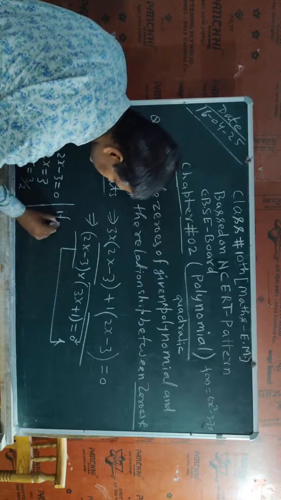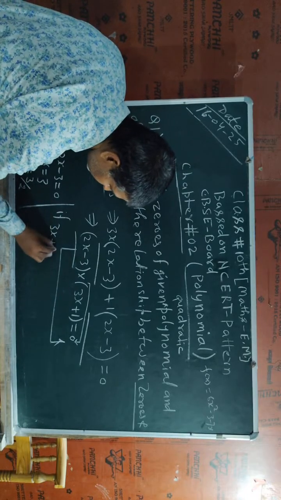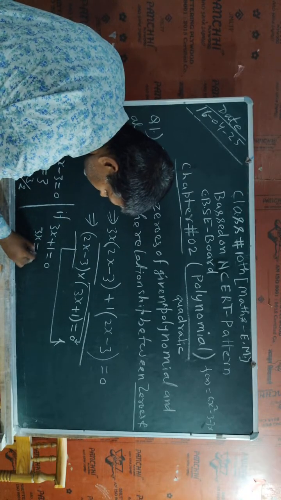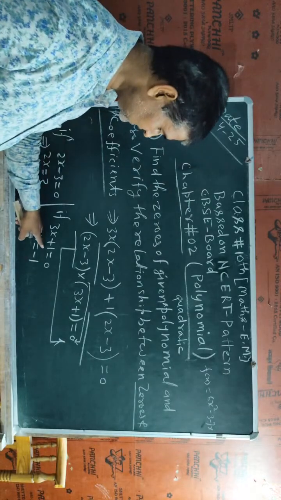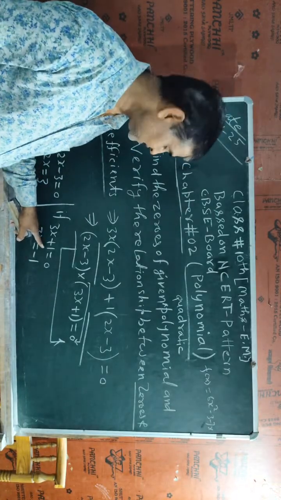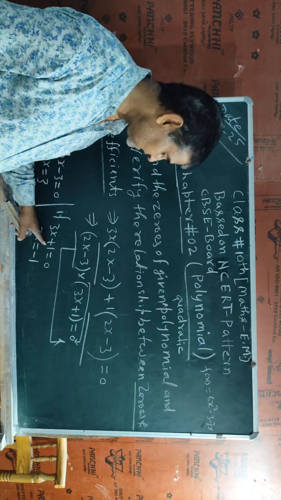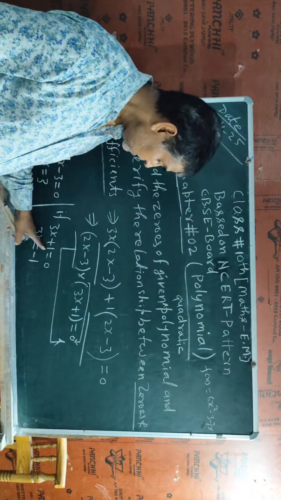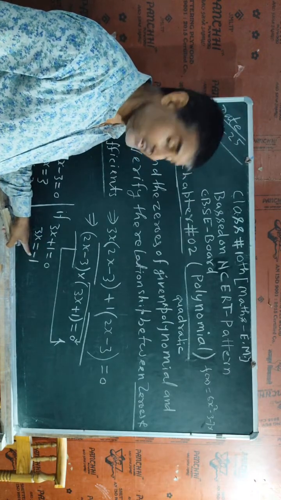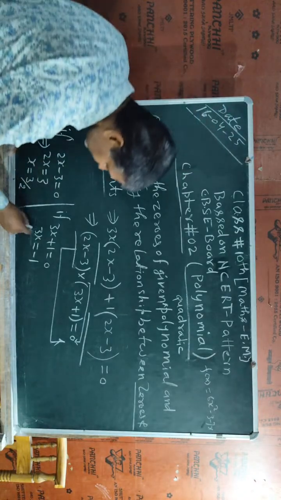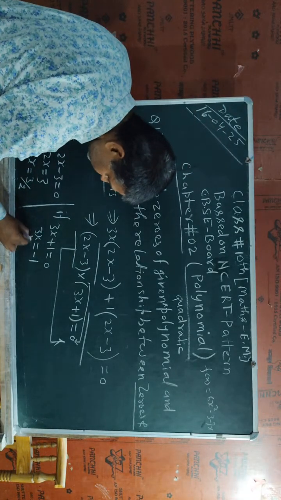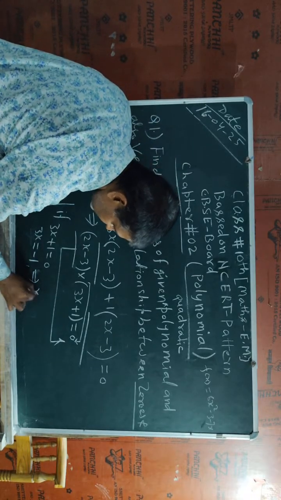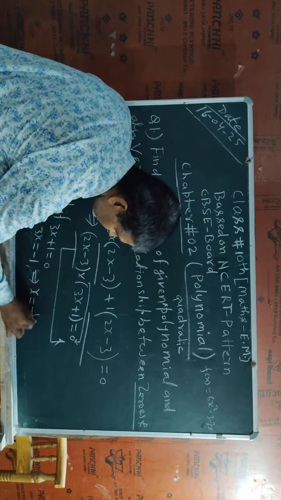For the other term, 3x plus 1 is equal to 0. So I will put 3x equal to minus 1, because this term is available on the left hand side and is going to the right hand side. After the equal sign it will change its sign: before it had the sign plus 1, but after the equal sign it will have a negative sign. Again, 3 is multiplied with x, so it implies that x is equal to minus 1 divided by 3.